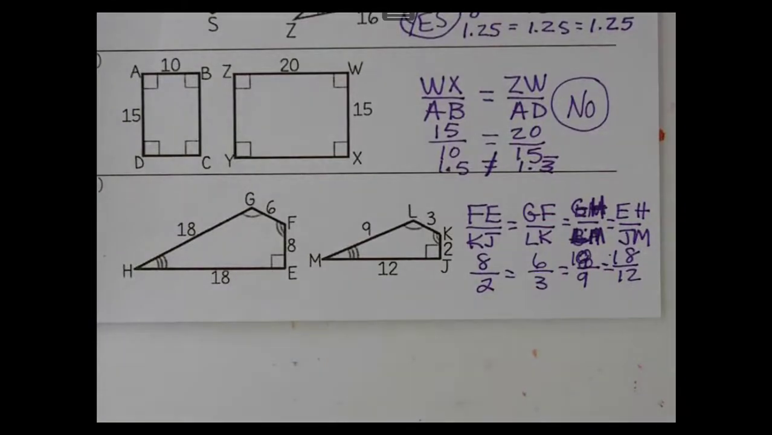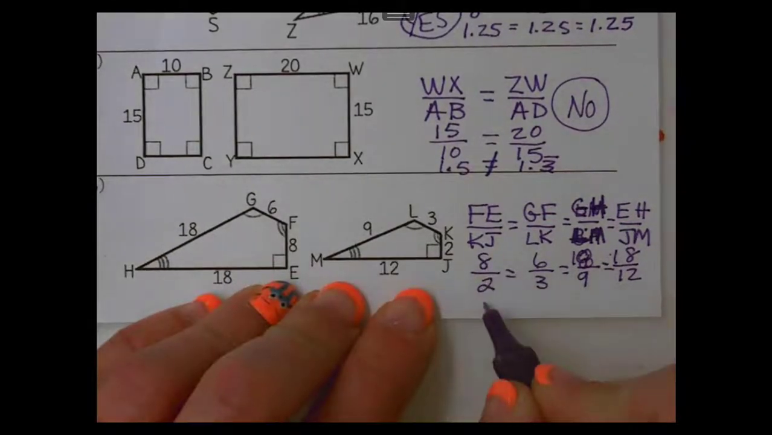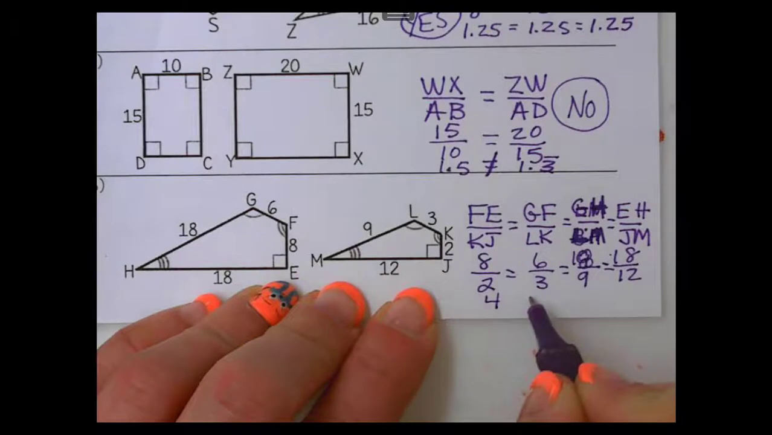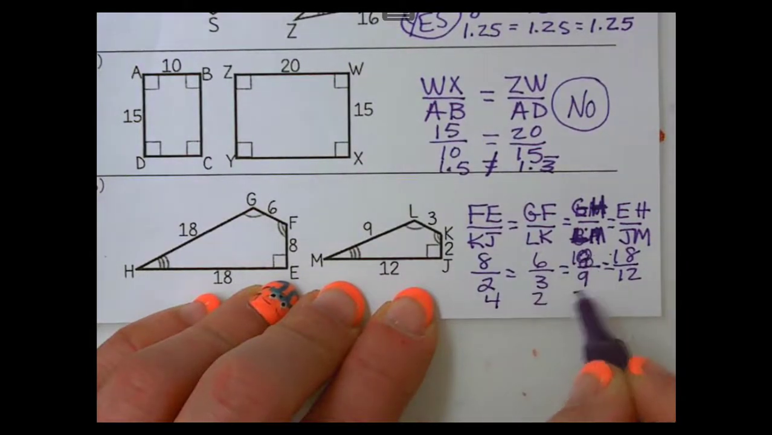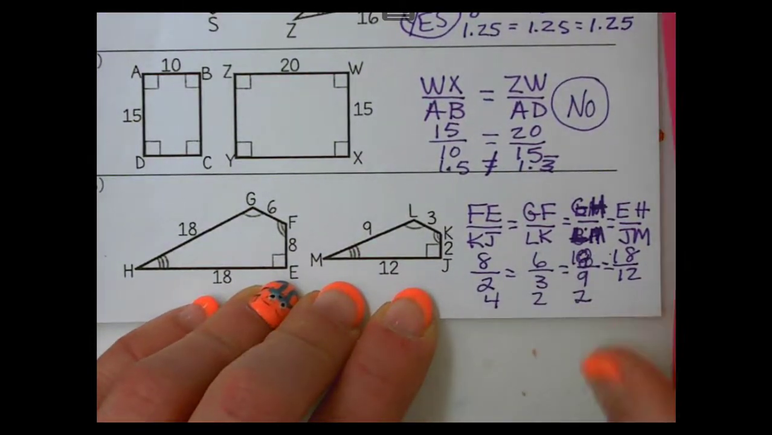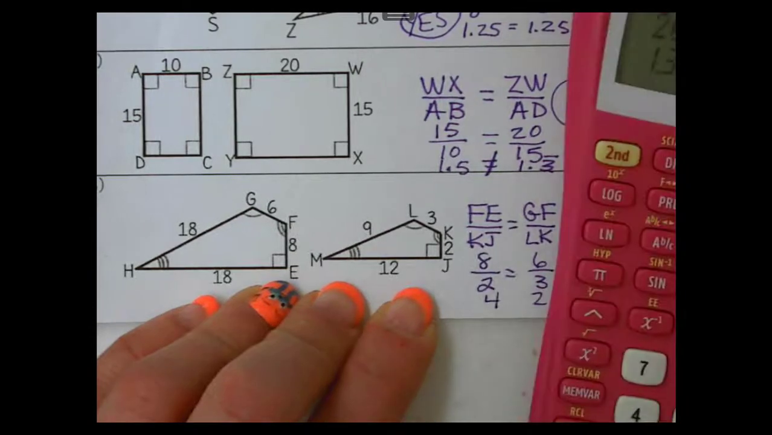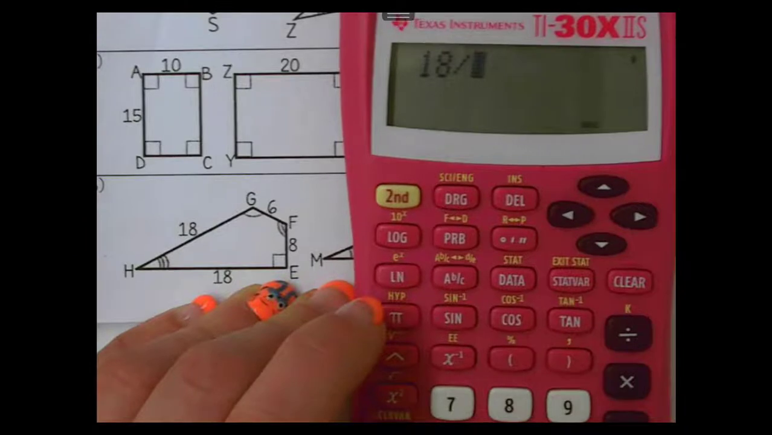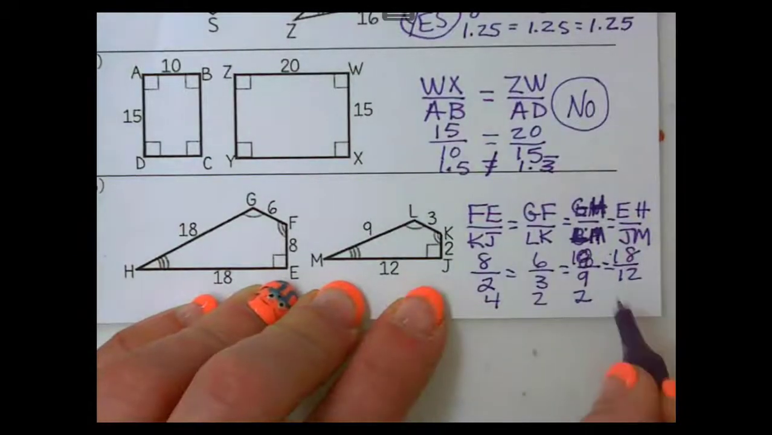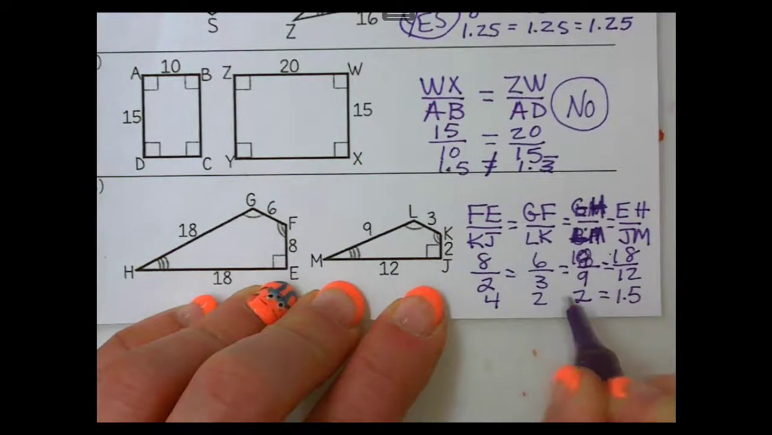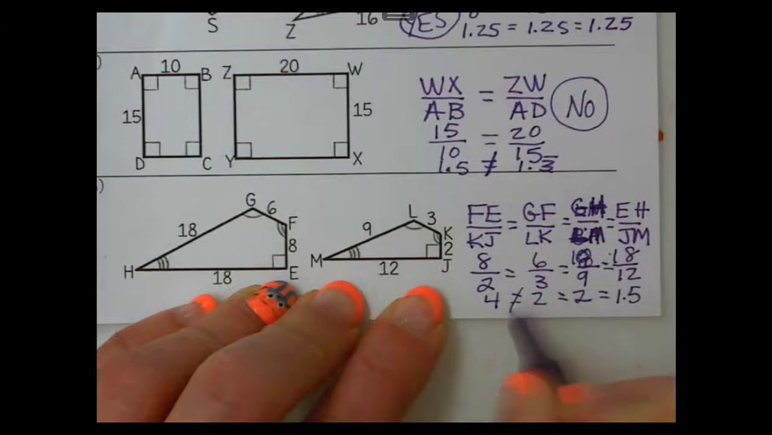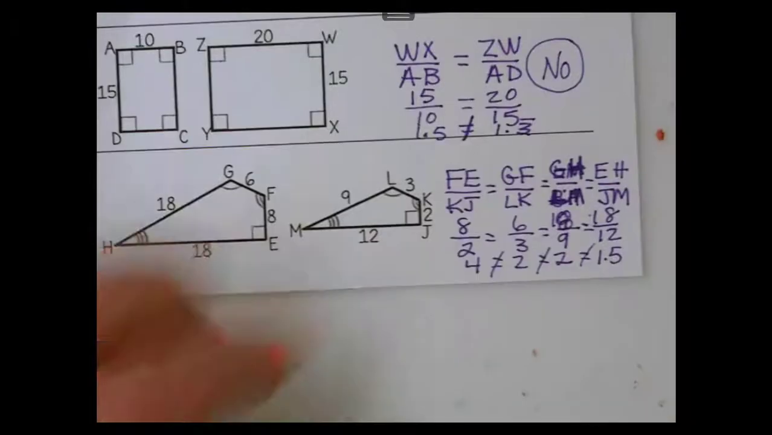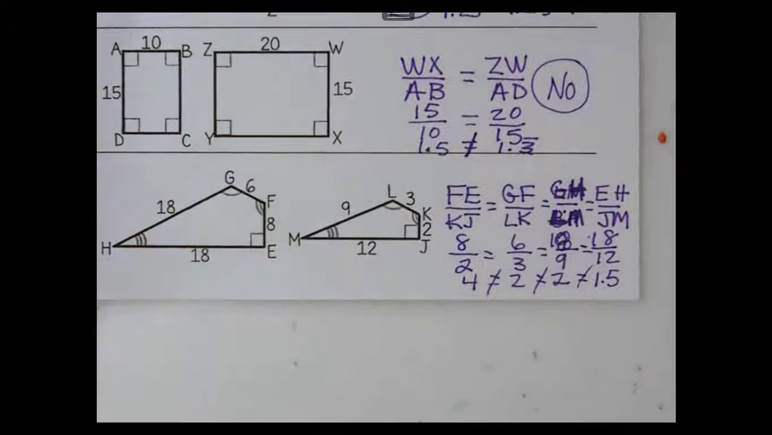Okay, so 8 divided by 2 is 4. This one is 2, so you can just tell right away this is 2. And then, oh boy, 18 to 12. Let's check that one out. 18 divided by 12, that's a ratio of 1.5. They are just really not in proportion whatsoever.